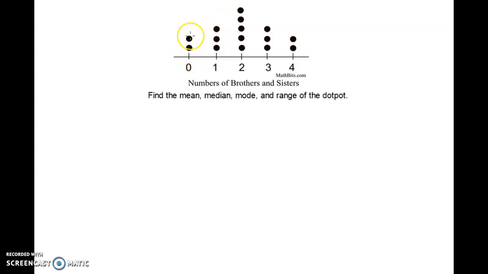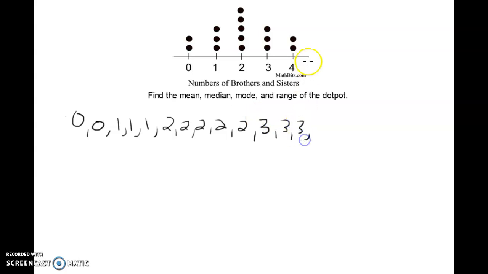So we have two people who have 0. We have 3 people who have 1 sibling. We have 1, 2, 3, 4, 5 people who have 2. We have 3 people who have 3. And we have 2 people who have 4. Okay, our question is asking us to find the mean, median, mode, and range of these values.